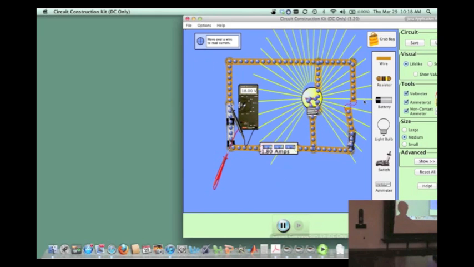Again, notice that removing the light bulb left the circuit open on this side. So the electrons cannot flow from one wire to the other because they would have to jump through the air, and the air is a pretty good insulator.